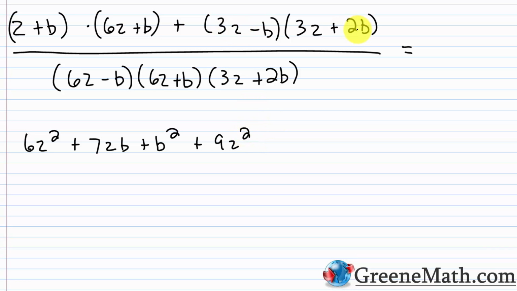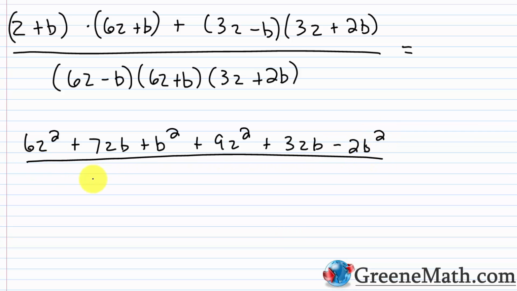Now over here, 3z times 3z is 9z squared. 3z times 2b is plus 6zb. Negative b times 3z is minus 3zb. If I combine like terms here, I'd have plus 3zb. And then lastly, I have negative b times 2b, so minus 2b squared. And again, all over that common denominator of 6z minus b times 6z plus b times 3z plus 2b.